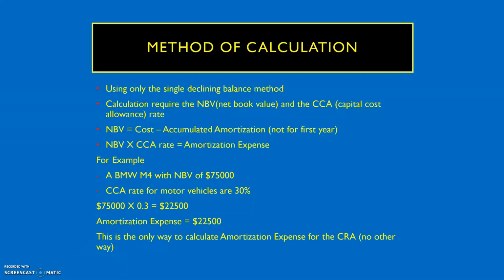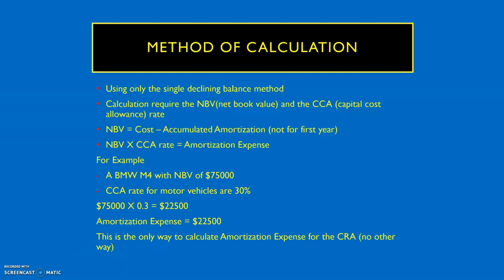For example, if you purchase a new BMW M4 with a net book value of $75,000, you have to multiply that by the CCA rate, or the capital cost allowance rate, of 30% or 0.3. This will give you $22,500, which equals your amortization expense.